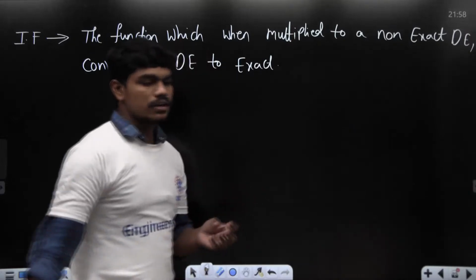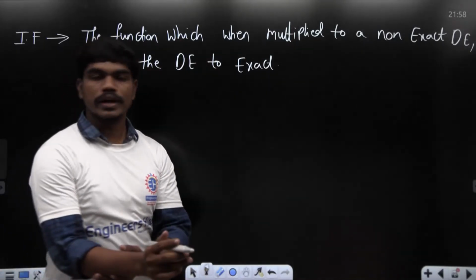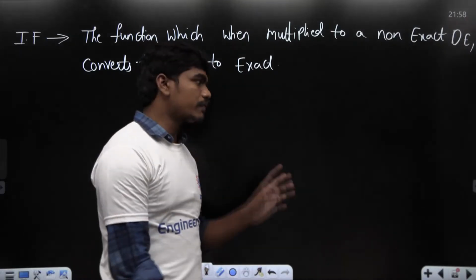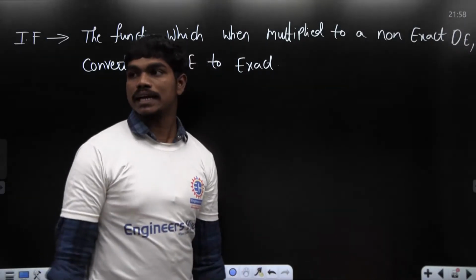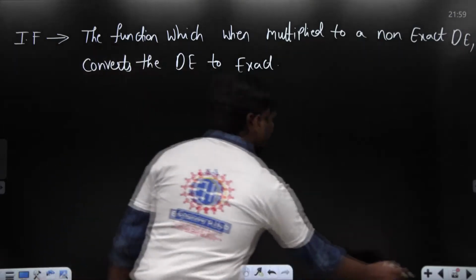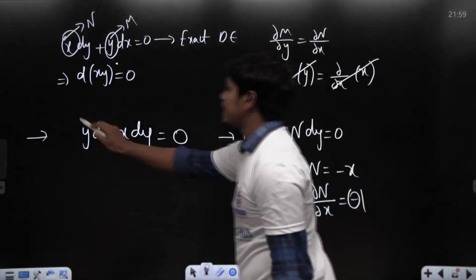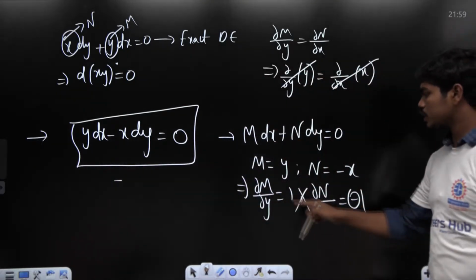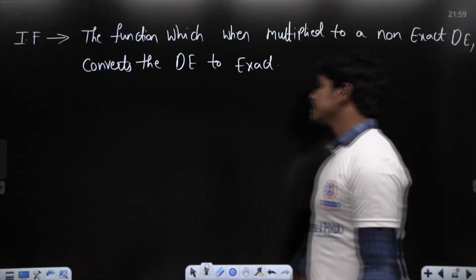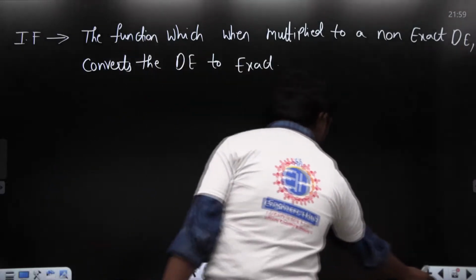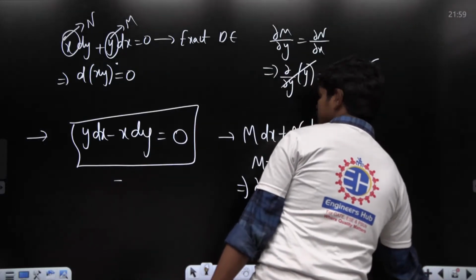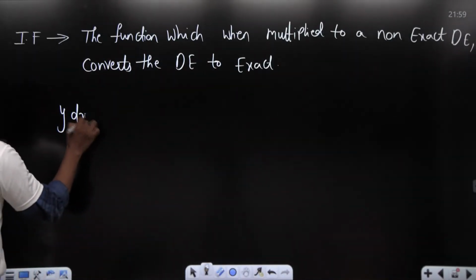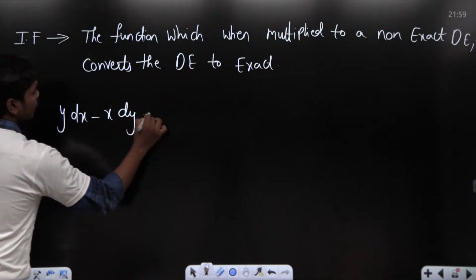So there is some function which, when you multiply it to a non-exact or inexact differential equation, converts the complete equation into an exact differential equation. For example, see here. If you check this example, you have seen y dx minus x dy is equal to 0 is not an exact derivative, correct? Because you have seen this. Now, I have taken y dx minus x dy is equal to 0.